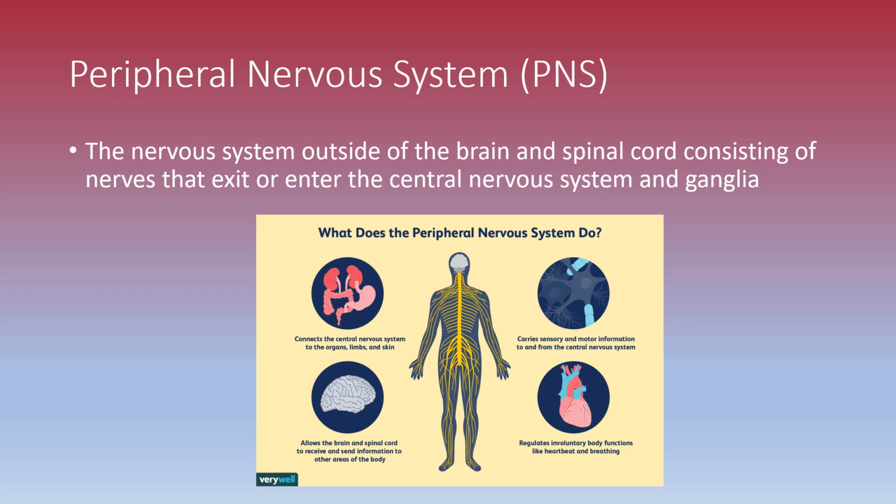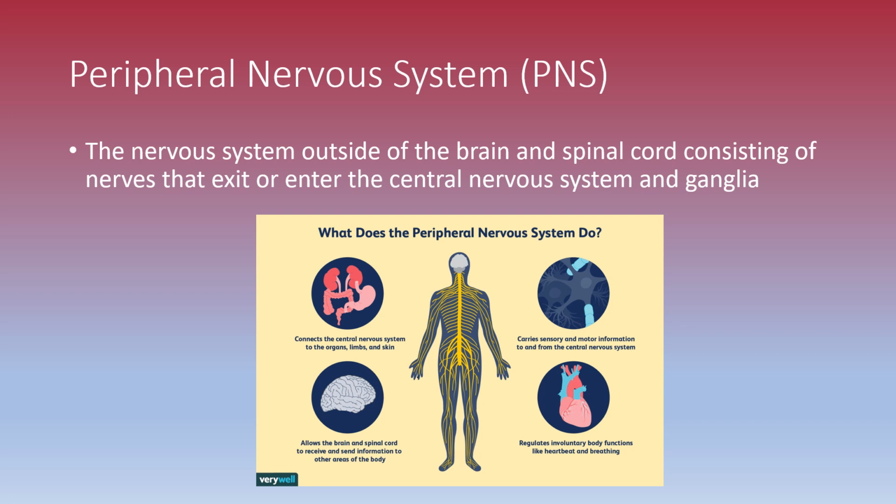The peripheral nervous system is the nervous system outside of the brain and spinal cord, consisting of nerves that exit or enter the central nervous system, and ganglia, linking the central nervous system to the body and to its external environment. The PNS detects sensory stimuli and delivers information to the central nervous system as sensory input.